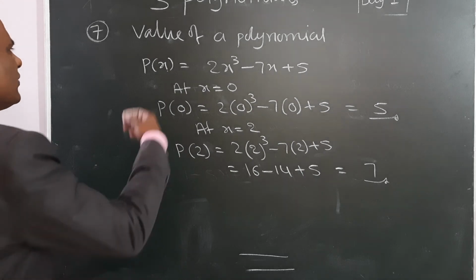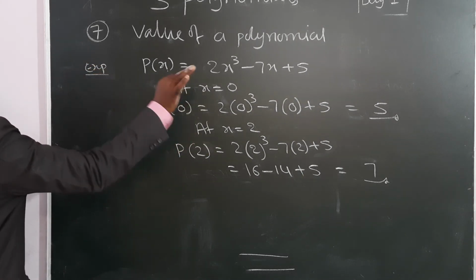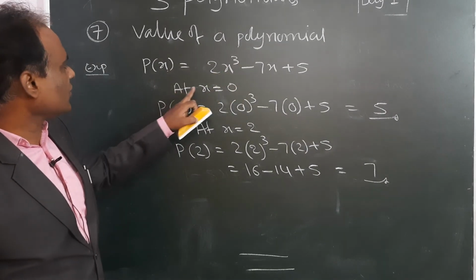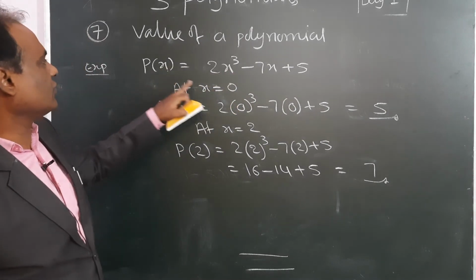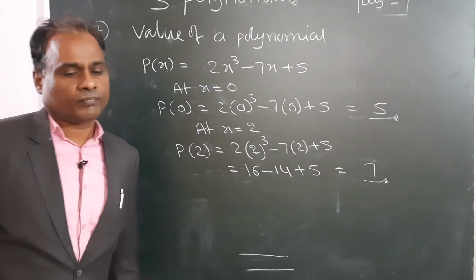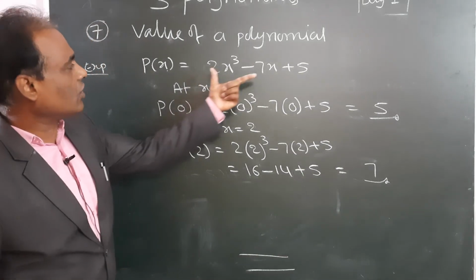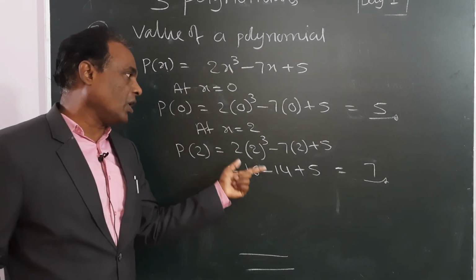Value of a polynomial, side heading, example. No definition, just write down the example. P of x is equal to like this. Suppose you are asked to find the value of this polynomial at x is equal to 0, substitute x is equal to 0. X is equal to 2 means 2. Write down like this. So this is the way of finding the value of a polynomial. If a polynomial is given, for any particular x value, we can find the value of that polynomial.